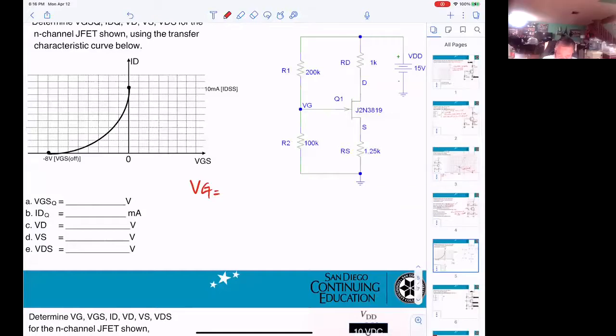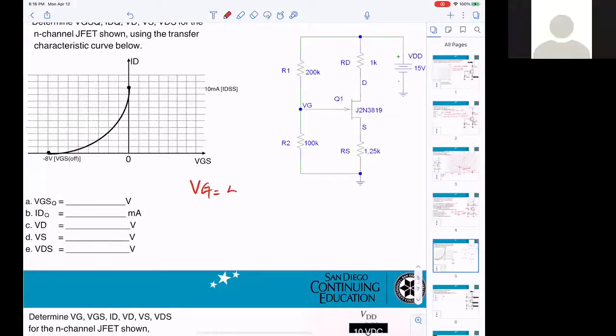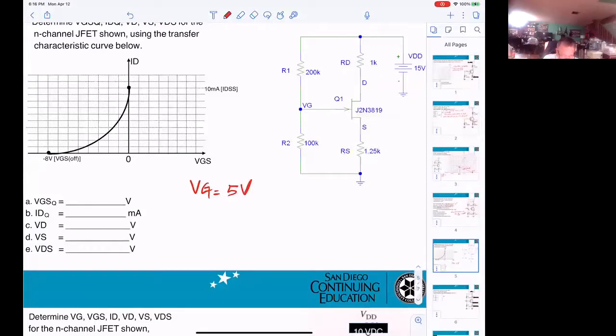15 times 100 divided by 300, you get 5 volts, right? That's correct. Okay. So the first thing you can remember, you get point A is 5 volts. 1, 2, 3, 4, 5 right here. That's A.